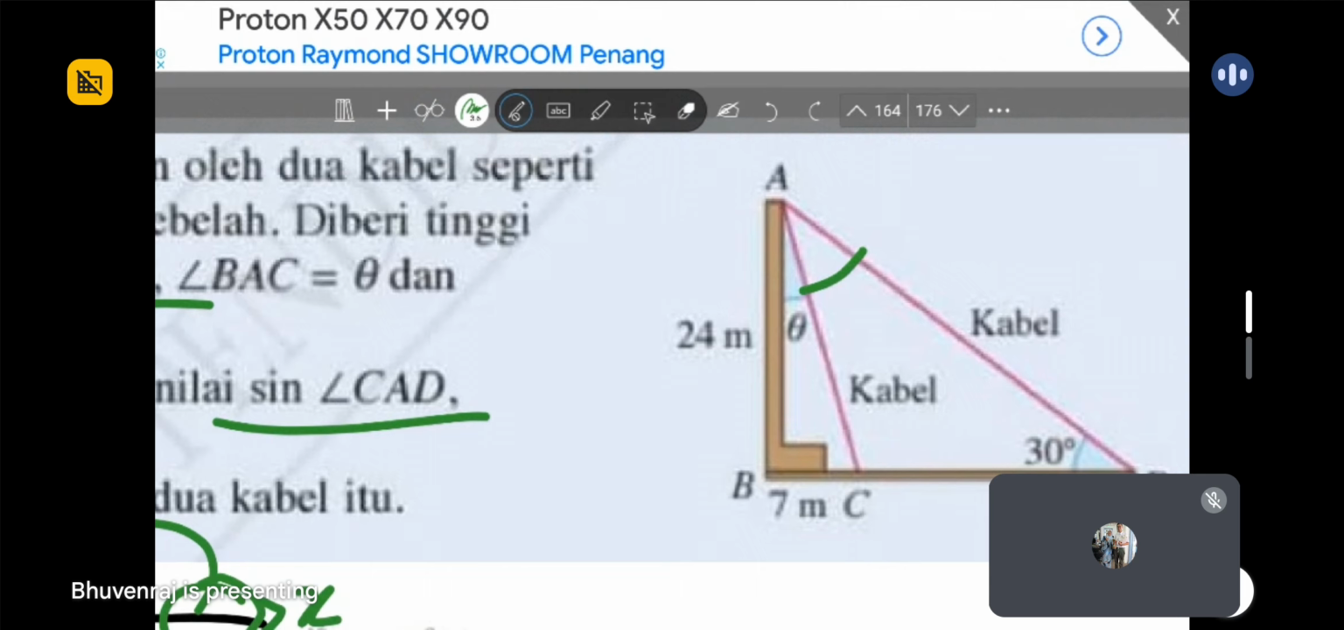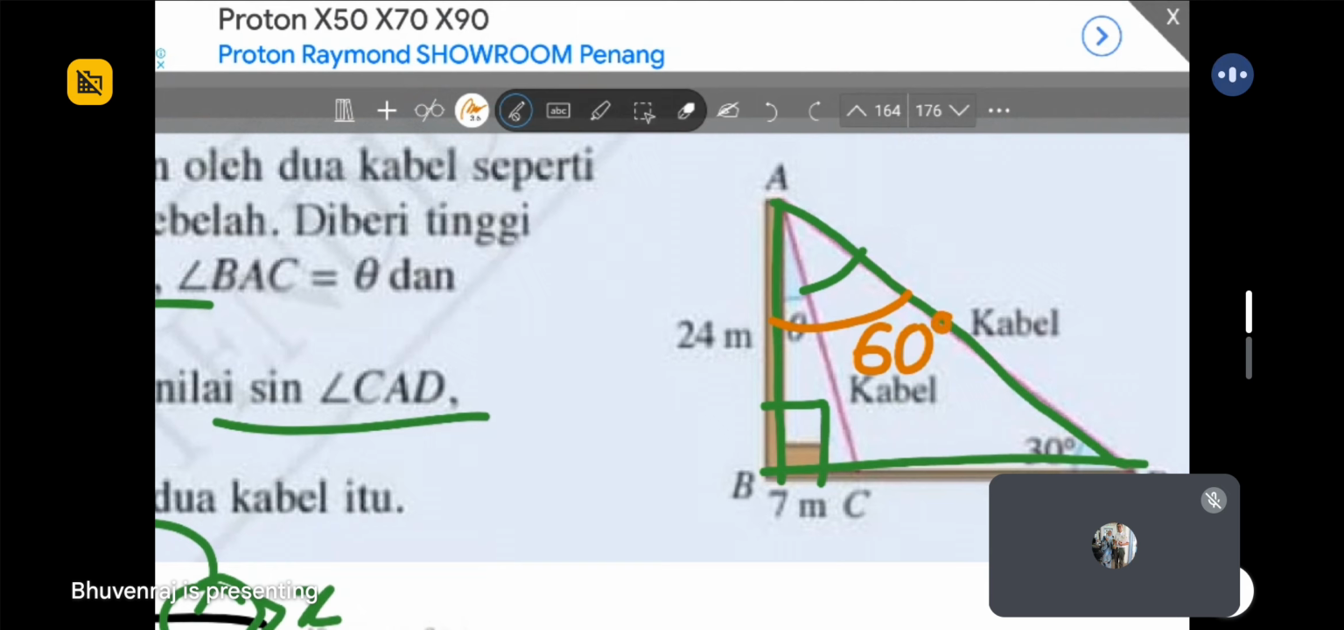What is angle CAD? Over here. Okay, so you can focus on the big triangle. Lihat segitiga yang besar, which is your BAD triangle. Okay, so this is a right angle triangle, segitiga sudut tegak. So it means that the total BAD angle, sudut BAD, you should have 60 degrees, right? 60 darjah. 60 plus 90 plus 30, 180 total.